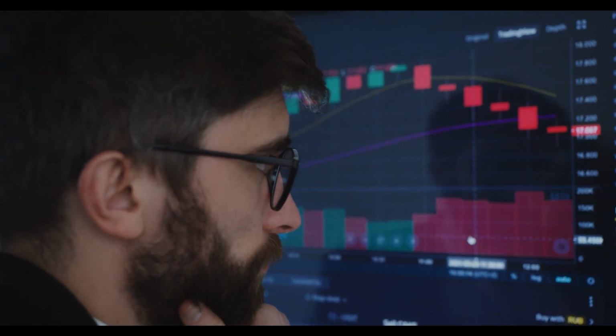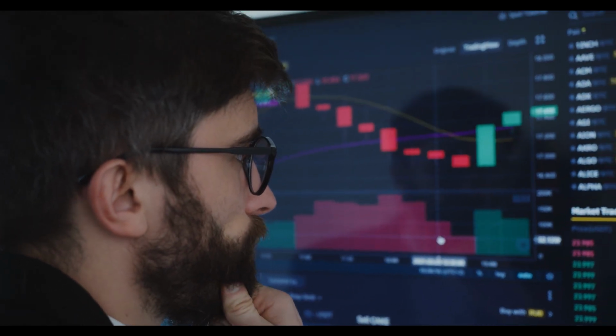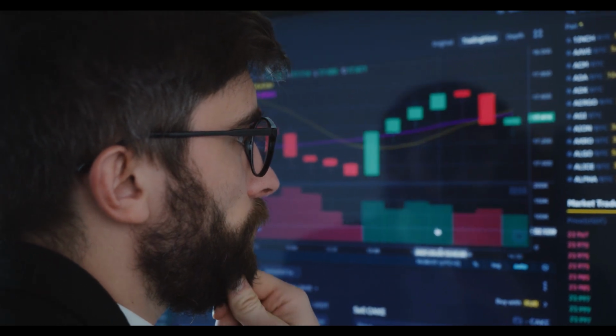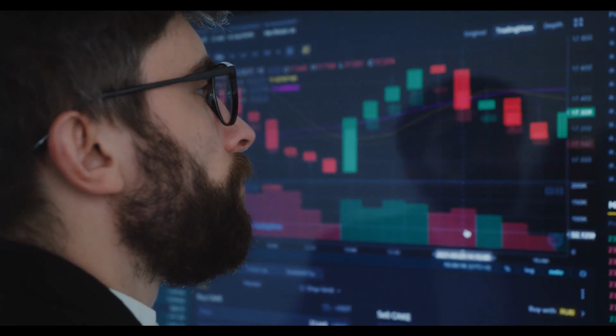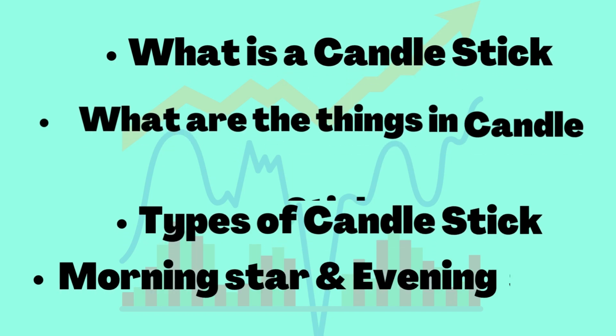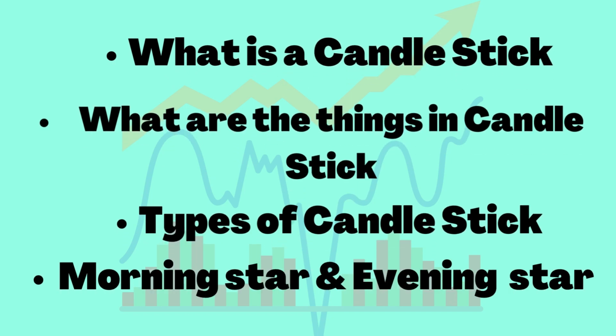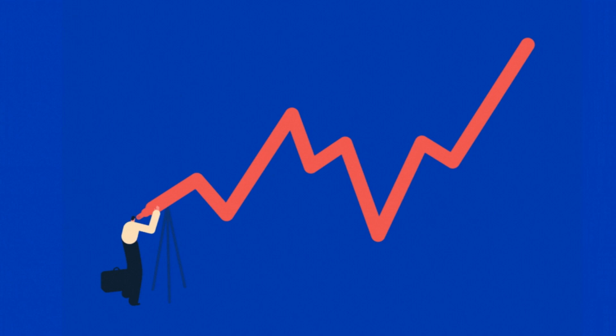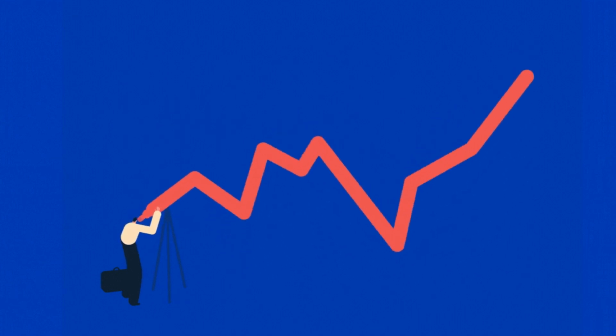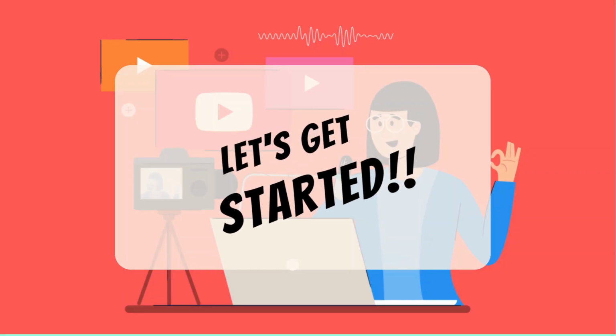People who know what a candlestick is, great. But people who don't know, don't worry. I'll be teaching from the basics. I'll be telling what a candlestick is, how it looks, what the things in a candlestick are, and what the types in candlestick are, for example there's a morning star, there's an evening star. So you will get to know everything about the candlestick. Without wasting more time, let's get straight to the video.